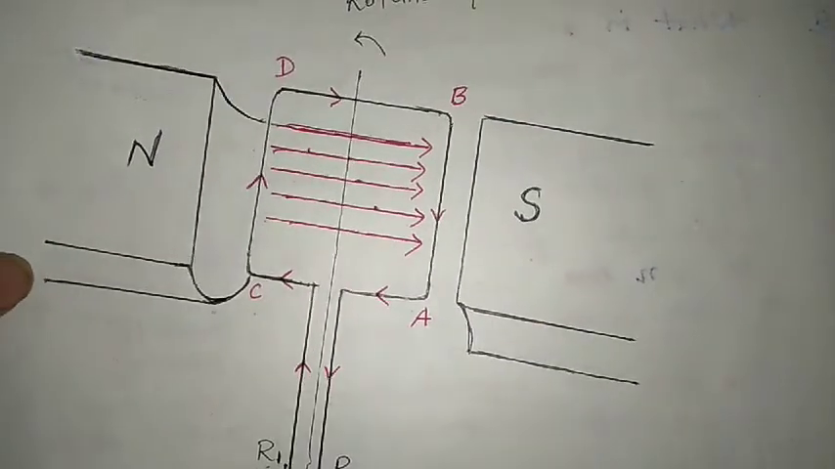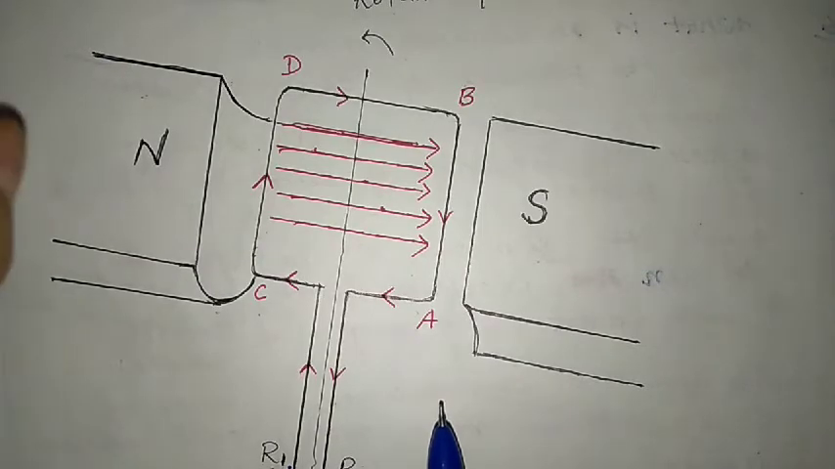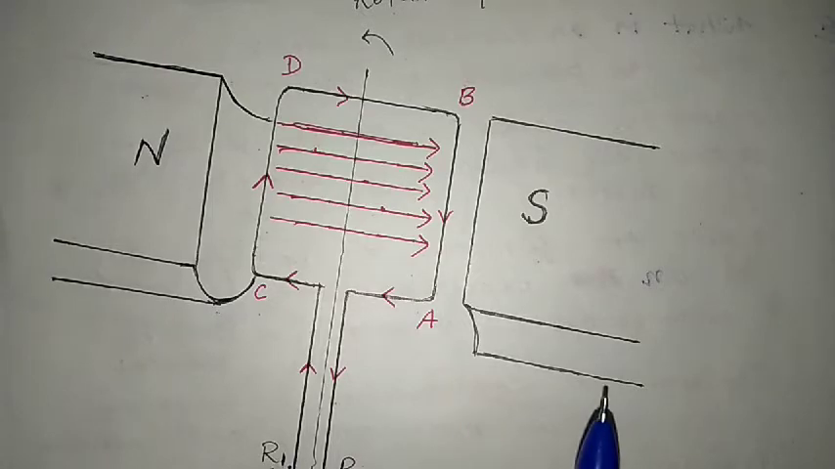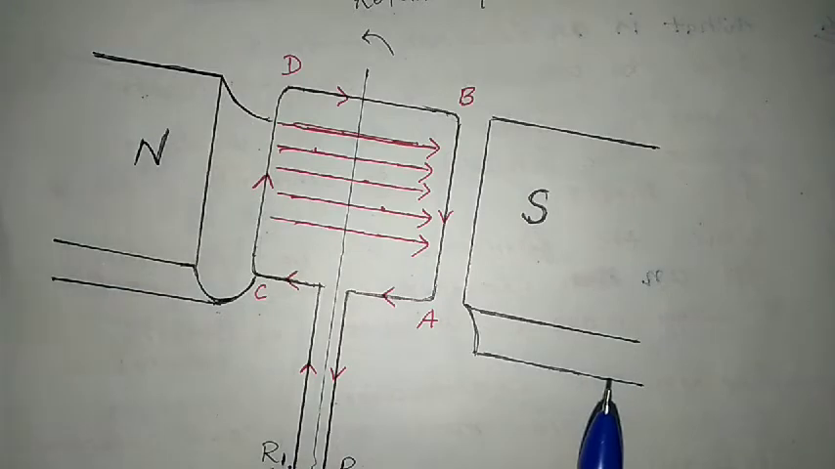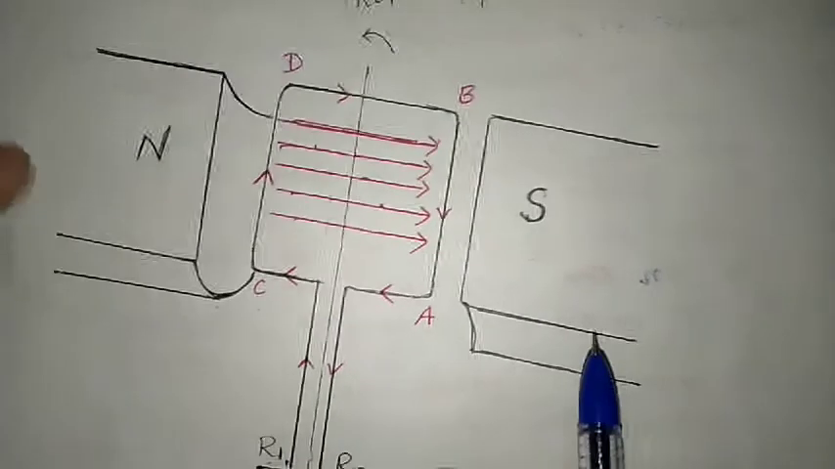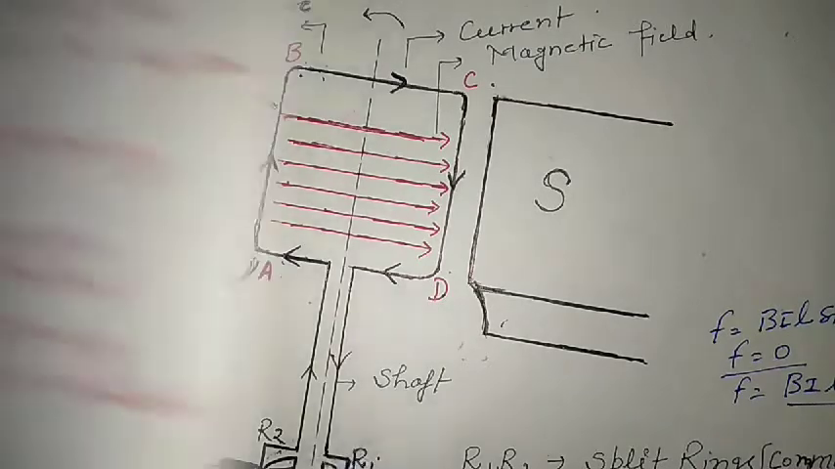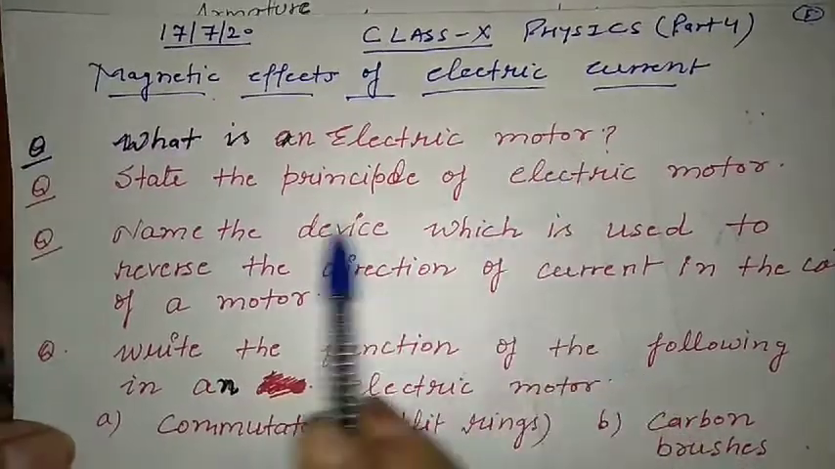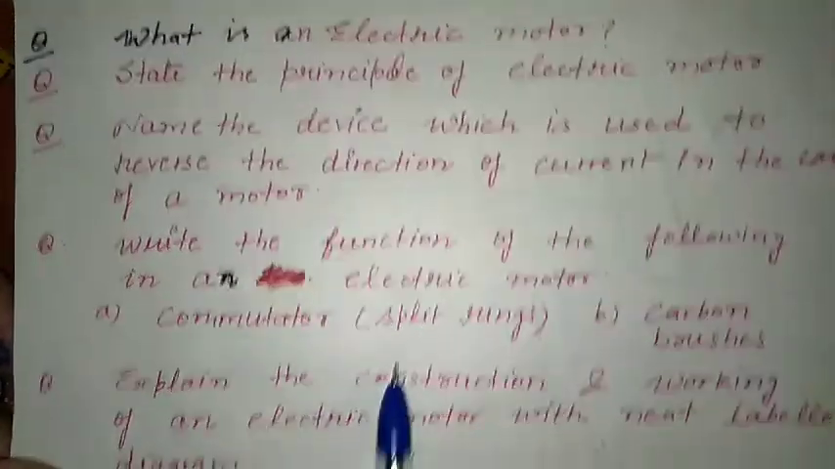the motor will do the work, and we know that electrical energy is converted into mechanical energy, meaning kinetic energy. It gives motion, which may be used to run an electric fan, washing machine, grinder, mixer, tape recorders, and all these. So these are the uses of the electric motor. Now you will be able to answer the questions we have discussed here. The questions we have given: what is an electric motor, what is the principle, and name the device which is used to reverse the current, that is a commutator, we can say the split rings.